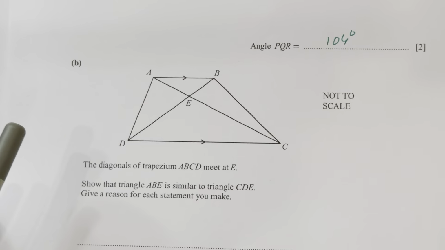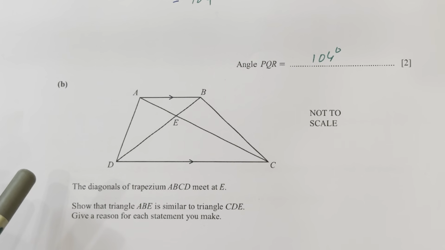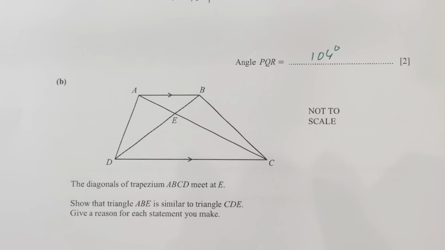Part B is that the diagonals of trapezium ABCD meet at E. Show that the triangle ABE is similar to triangle CDE. Give a reason for each statement you make.